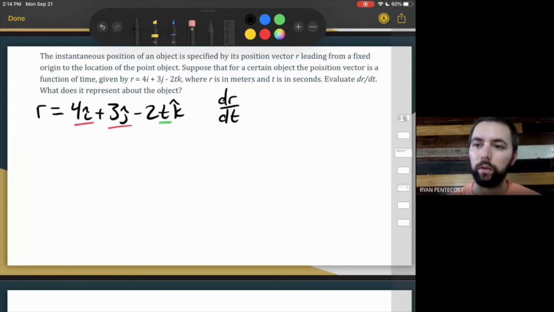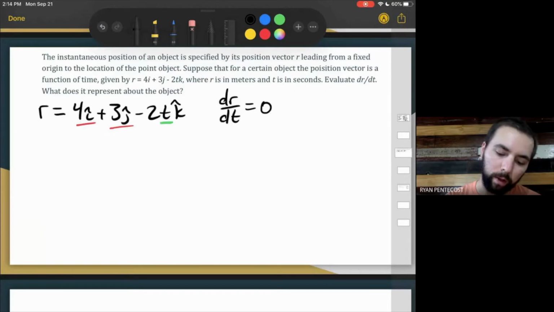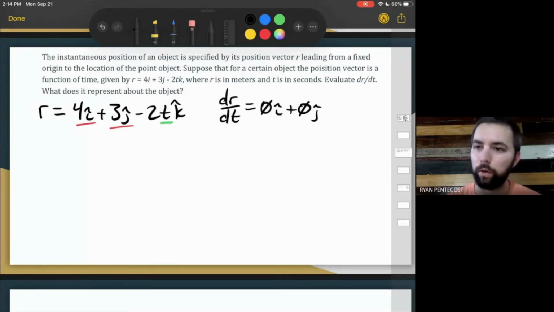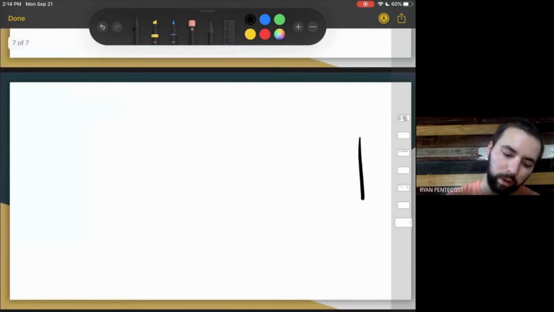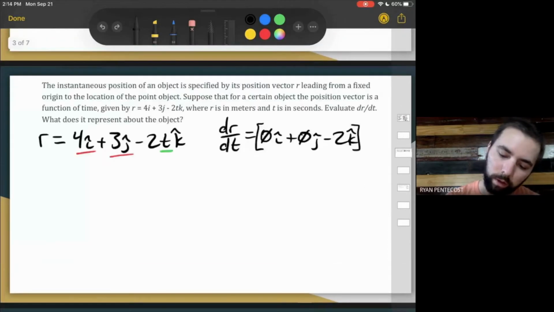And if you remember, if you take the derivative of a constant, it becomes 0. So the derivative would be 0i plus 0j, derivative of 4 and 3 just goes to 0. Then the derivative of 2t k is 2k. So you'll subtract that 2. But then we know the units, r is in meters and t is in seconds, so this would all be in meters per second. So that's the derivative. What does this represent? Well, we started off with a position vector r, so this would be your velocity vector.